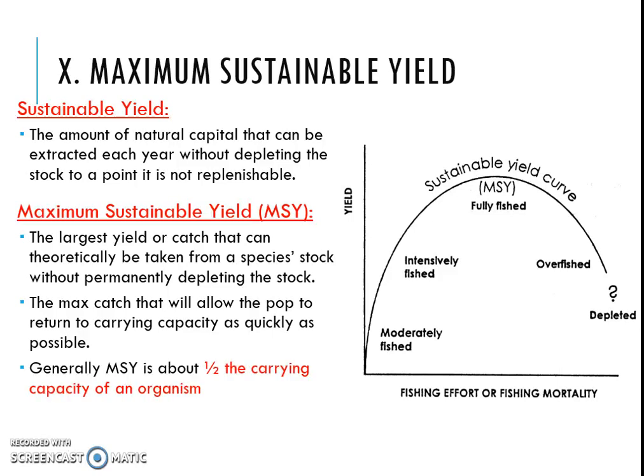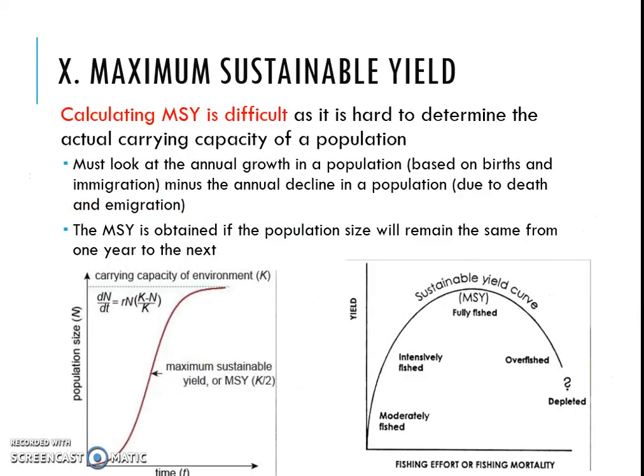So generally, that is half of the carrying capacity. So I should only fish half of what I probably think I should fish because I need my fish to be able to reproduce. So to do that, I can calculate maximum sustainable yield, but it's super hard. We're going to talk about this more in class.